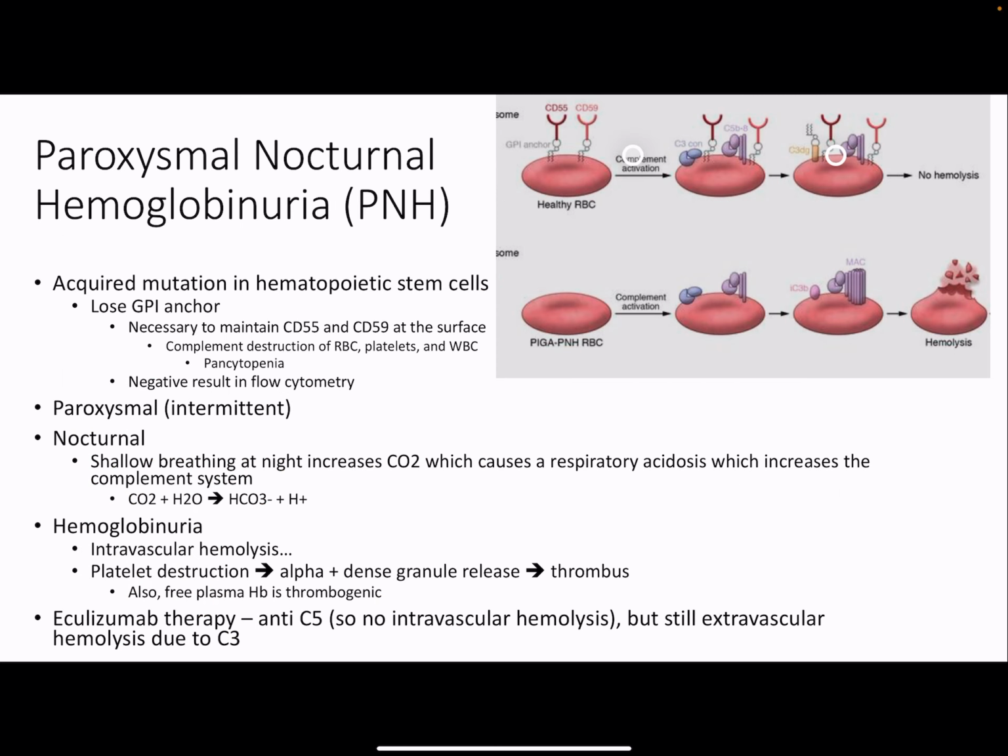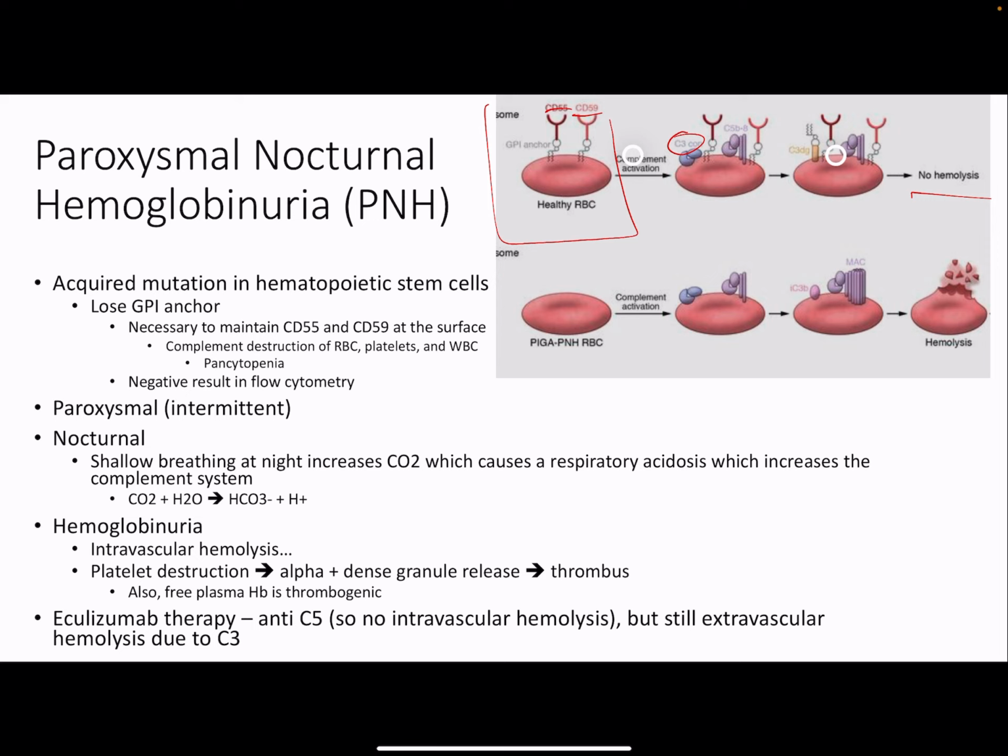All right, paroxysmal nocturnal hemoglobinuria, PNH. So we saw this picture earlier. CD55 and CD59 say, "Hey, cool it, complement," right? The C3 can come in and it's not allowed to activate the complement system. So there's no hemolysis. Good. We don't want hemolysis on our own red blood cells.